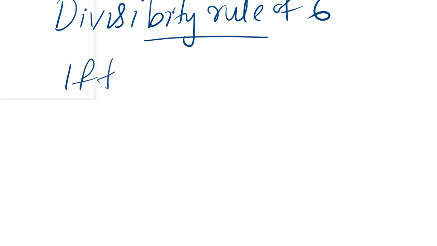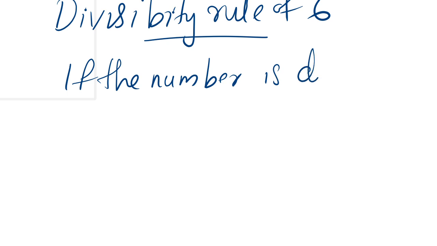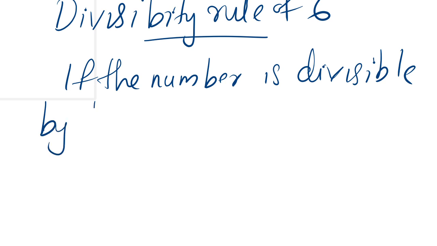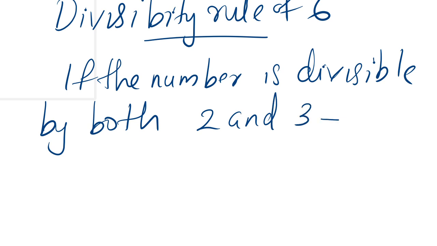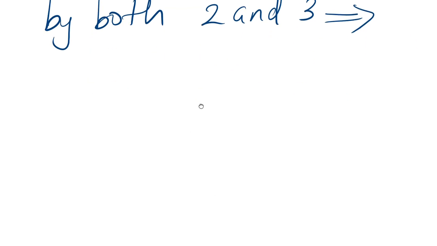If the number is divisible by both 2 and 3, that implies this number is divisible by 6. We can check one example. 432. We know this is an even number since the ones place digit is 2. So this is divisible by 2.